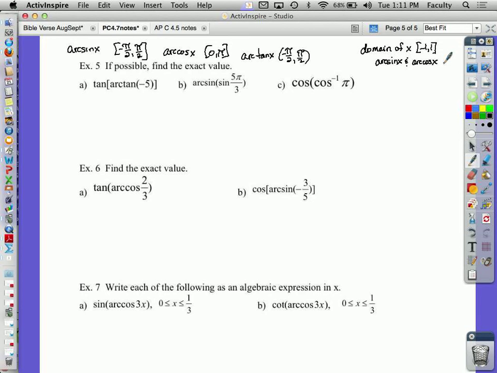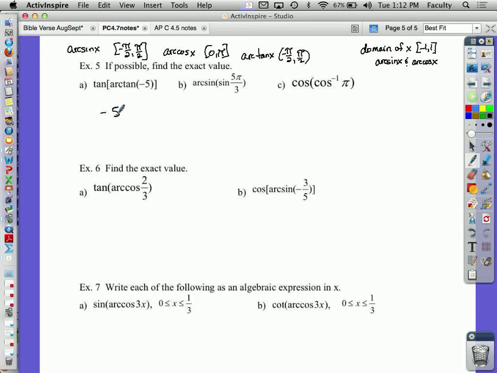So example 5 says, if possible, find the exact value. I want the tangent of arc tangent of negative 5. So what I want you to do is turn back to that table we filled in just before this example. And if you look at the case of tangent, arc tangent x, x can be any real number. So then those cancel, and the answer is just negative 5. Okay, but you do have to check the criteria.